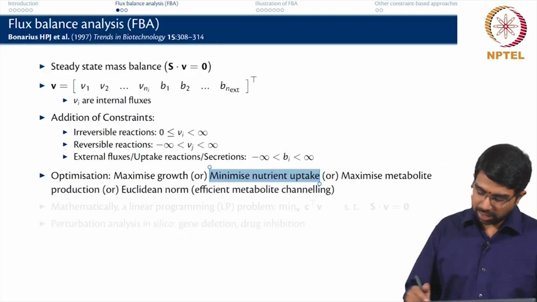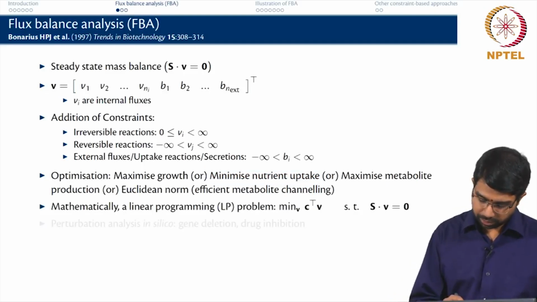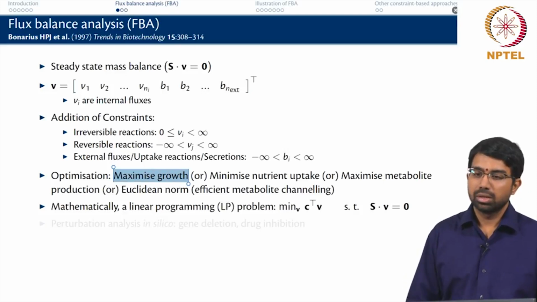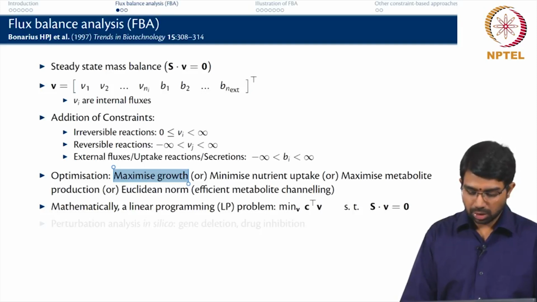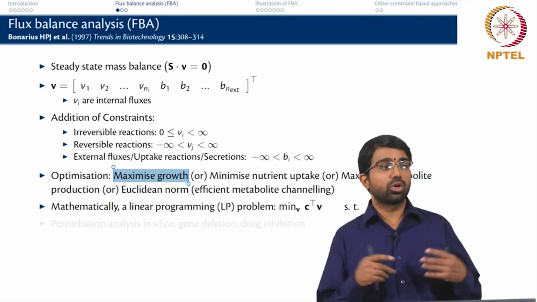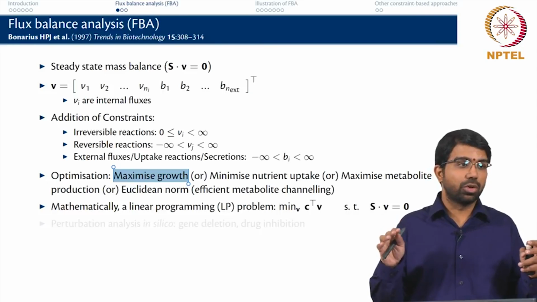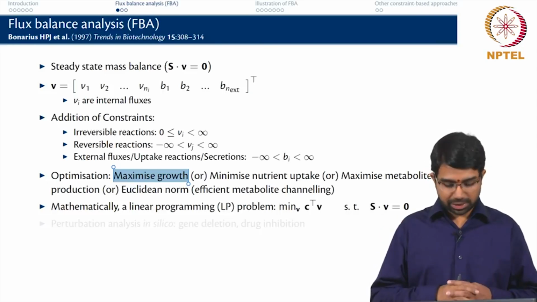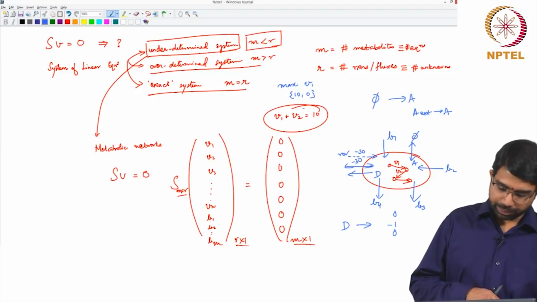So, it turns out that maximizing growth is a very useful objective function. What set of fluxes will maximize the growth? No. So, we will come to that. We basically say that maximize a growth flux. So, you have to potentially define a flux that accounts for growth and then you try to maximize it. So, what would that be? That is quite interesting.